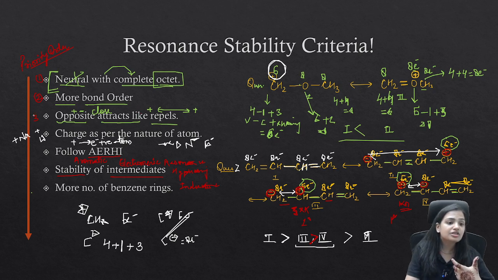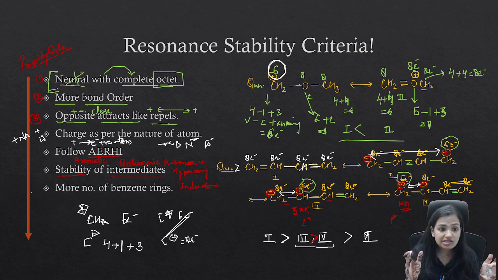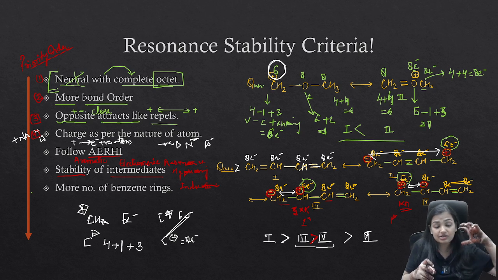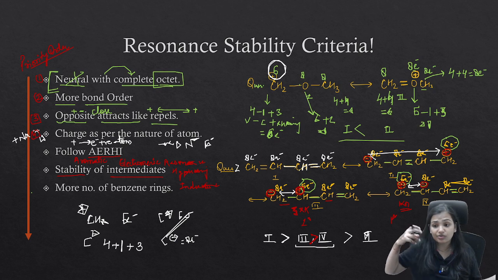The third priority should be given to opposite attracts and like repels, that is the opposite charges have to be closer while the like charges have to be away from each other. The fourth point is the charges must be as per the nature of the atom. If an atom is electropositive, it must bear a positive charge. If an atom is electronegative, it must bear a negative charge.